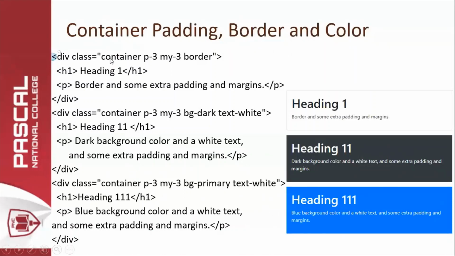See, this container is one class, this p-3 is another class, this my-3 is another class. See, you are grouping the classes. Bg-primary is providing you this background color, and text-white is the white color font for this text. So this is all applied. This is already written in your Bootstrap CSS. So you just need to know how to include these classes.